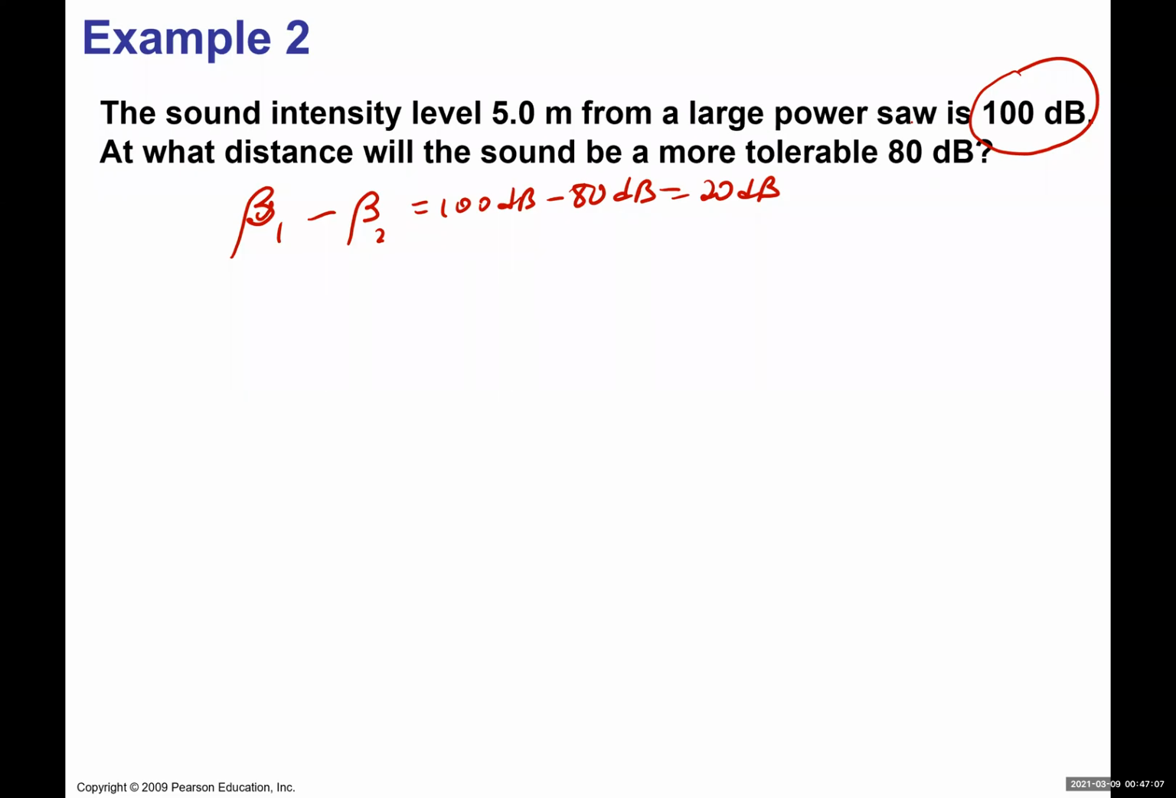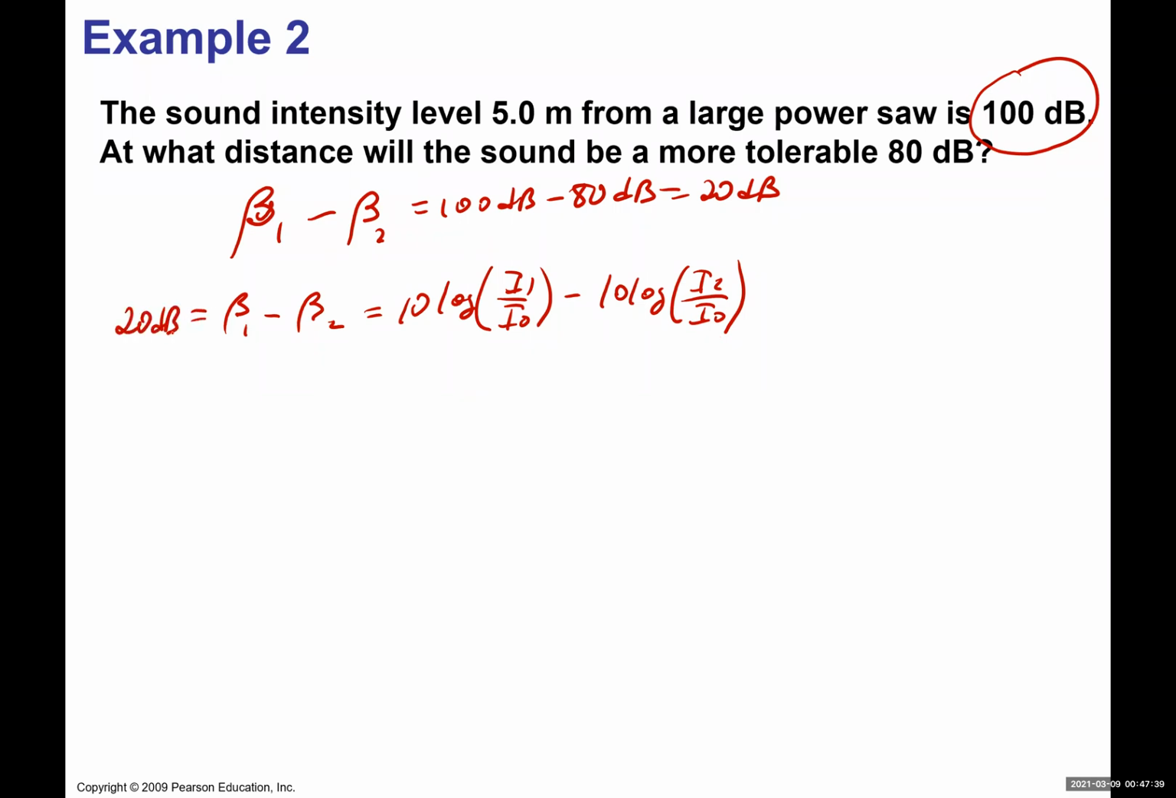All right, so next what we'll do is this. Beta 1 minus beta 2 equals 10 log I1 over I naught, minus 10 log I2 over I naught. Okay, so remember, this is basically 20 dB.